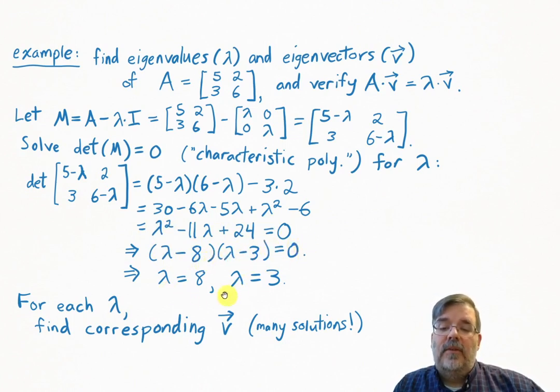So we can solve for lambda. Either lambda equals 8 or lambda equals 3. In this case, these are the two eigenvalues of this matrix. And for each one of these, we'll find a corresponding eigenvector. As it turns out, there are going to be infinitely many solutions for each eigenvector. We just need to pick one of them that works.